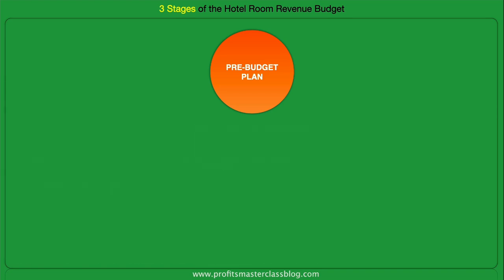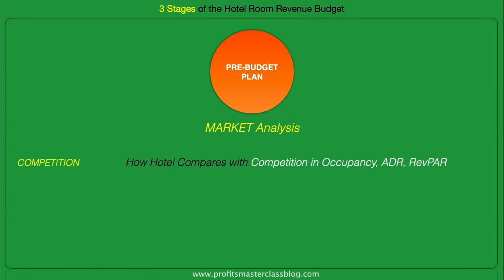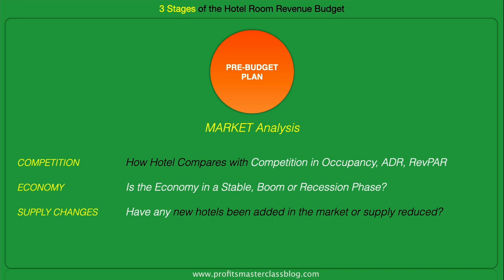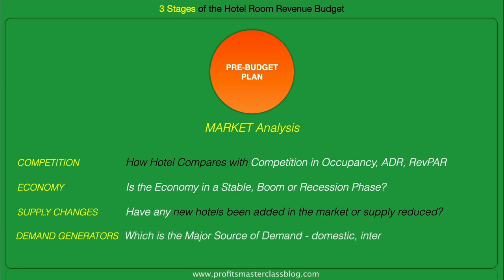Next category is the market analysis, which begins with competition. Which hotel or group of hotels are your direct competitors, and determining their occupancy, ADR, and RevPAR. Then comes the economy. Is the economy in a stable position? Is it on a boom, or is it in a recession phase? Then comes supply changes. Are there any new hotels that have joined the market? Any supply reductions? And then on the other hand, you have the demand generators, which are the major sources of demand, both domestic and international as applicable to that particular hotel.